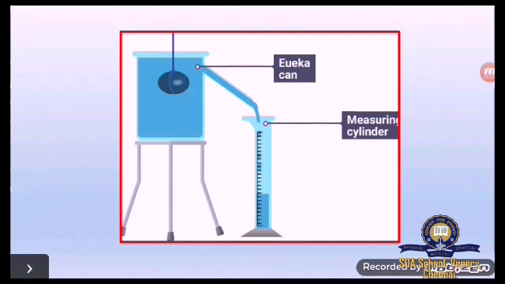So when we know the mass and the volume, we can easily find out the density, right? By substituting in the formula.